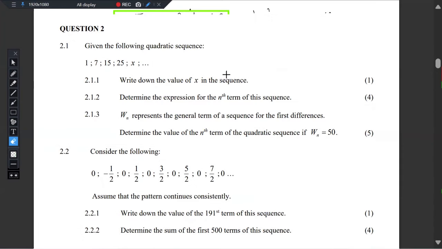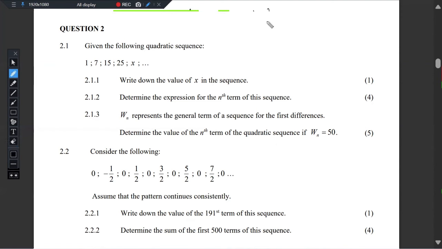Then 2.1.3 says Wn represents the general term of the sequence for the first difference. Now, when it comes to number patterns, make sure that you read the statement at least 3 times to understand. Wn represents the general term of a sequence for the first differences. Note that it represents the sequence for the first differences. Determine the value of the n term of the quadratic sequence if Wn is equal to 50, right?